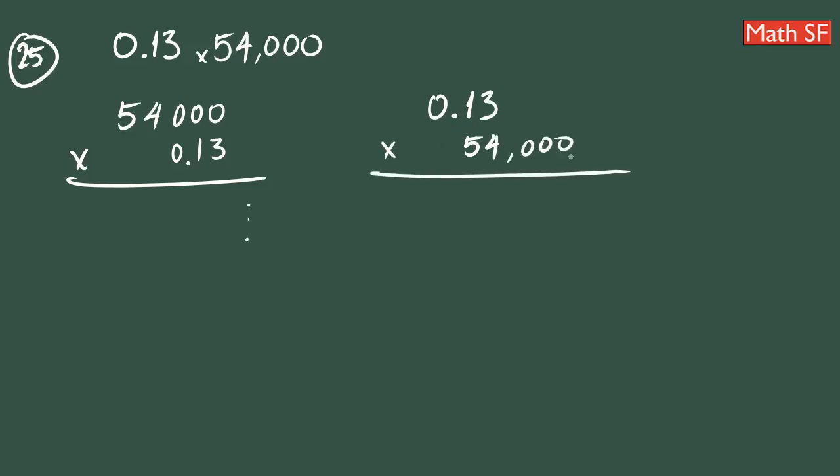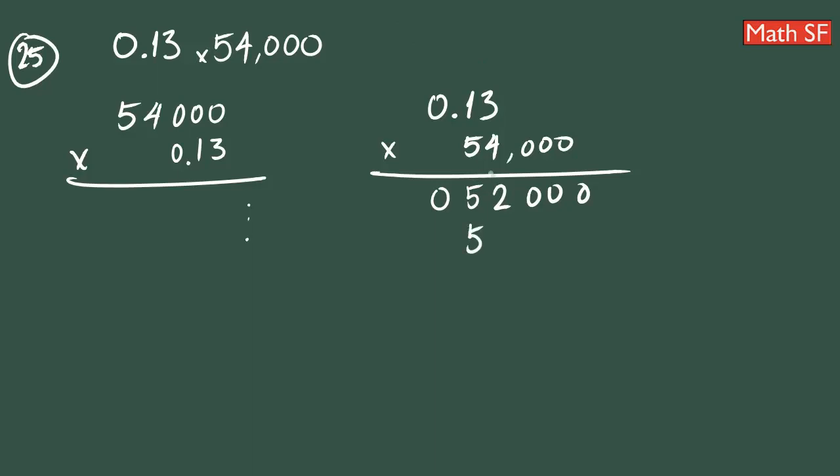So I have 0, 0, 0. 4 times 3 is 12. Carry a 1. So 4 times 1 is 4, plus 1 is 5. 4 times 0 is 0. Now we don't care about the decimal for now. So for the next part, 5 times 3 is 15.